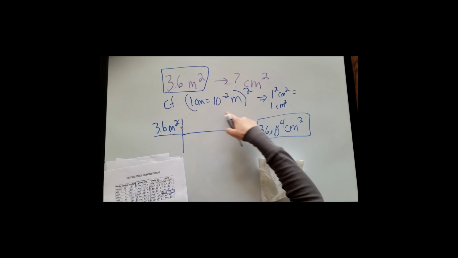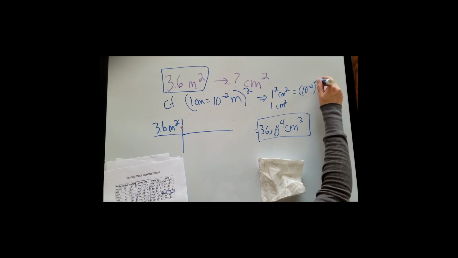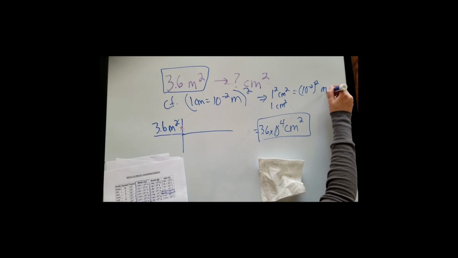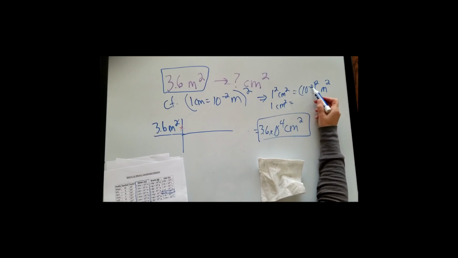For the second portion, I need to take 10 to the negative 2 and square it, and then take the meter portion and square it. So 10 to the negative 2 squared is 10 to the negative 4th. Meters squared is meters squared.